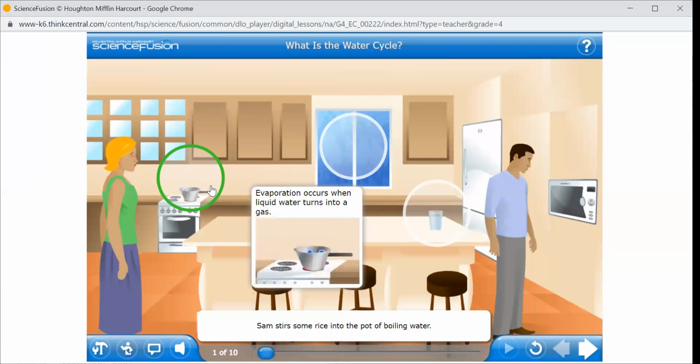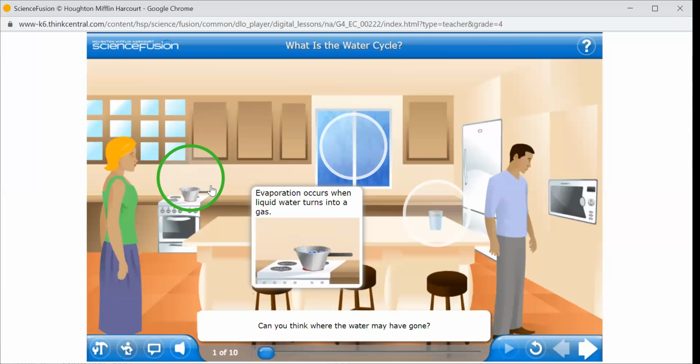Sam stirs some rice into the pot of boiling water. The water level in the pot has gone down a little. Some of the water has evaporated from the pot. Sam wonders where it has gone, but then he remembers his lesson from earlier. Can you think where the water may have gone?